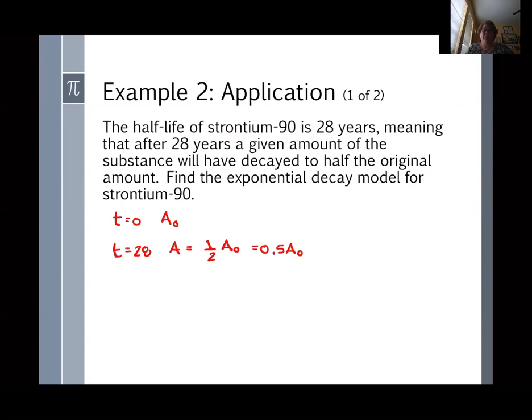So now we're going to make all these substitutions and we're going to determine k. My model is A equals A sub 0 e to the kt. A is 1/2 A sub 0 equals A sub 0.